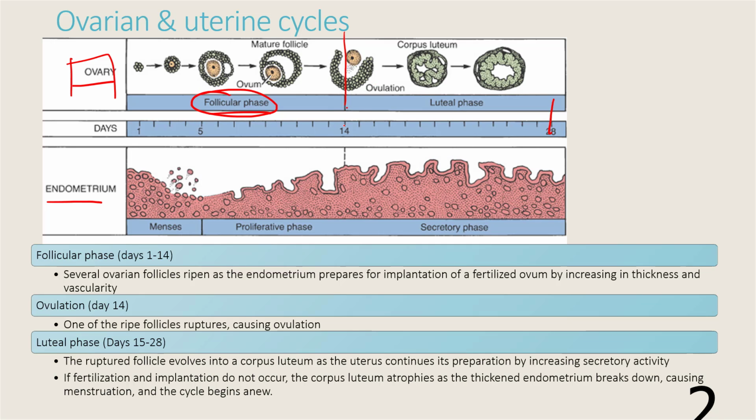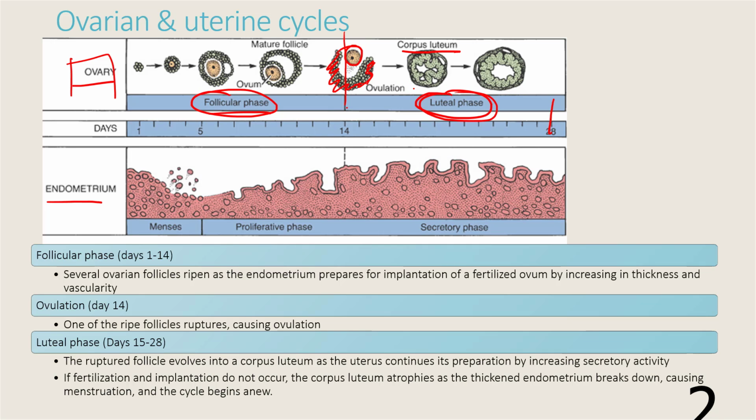Right? And then what happens in day 14, just midway through, is one of the mature follicles becomes the dominant follicle, and that mature follicle ruptures, releasing the oocyte. And there's a short window where the oocyte, if fertilized, can be implanted during the secretory phase, the luteal phase. The luteal phase is called that because the follicle that's left behind degenerates and becomes the corpus luteum.